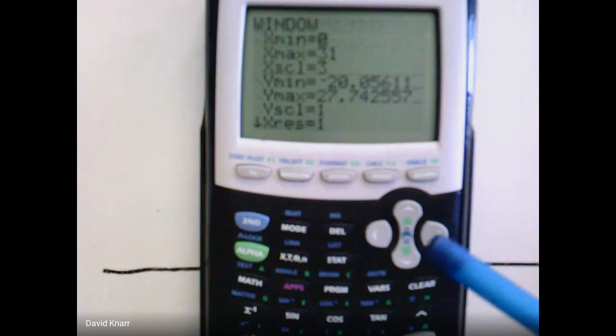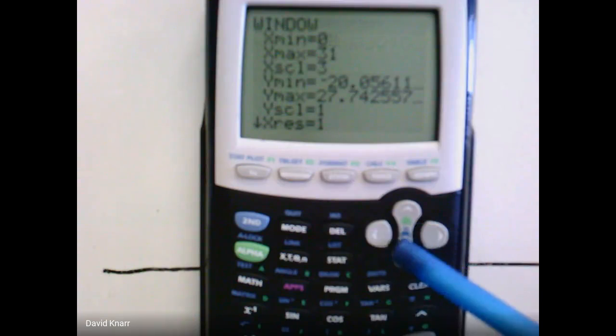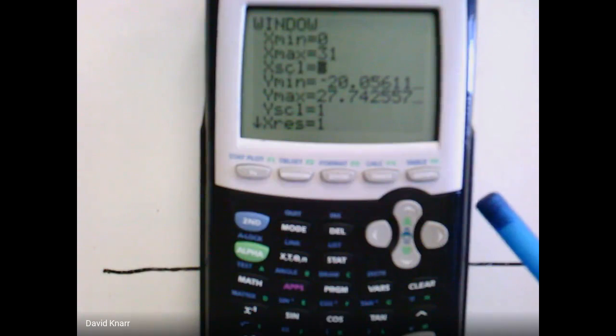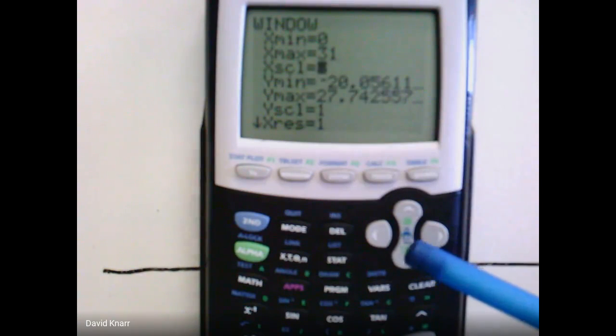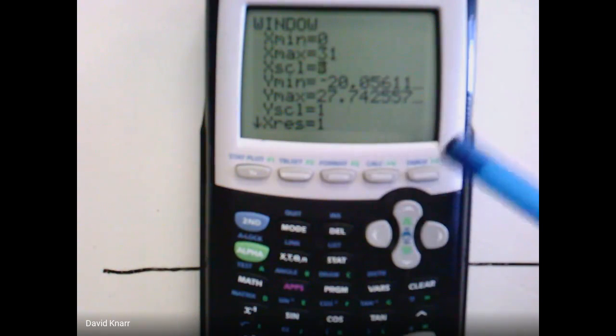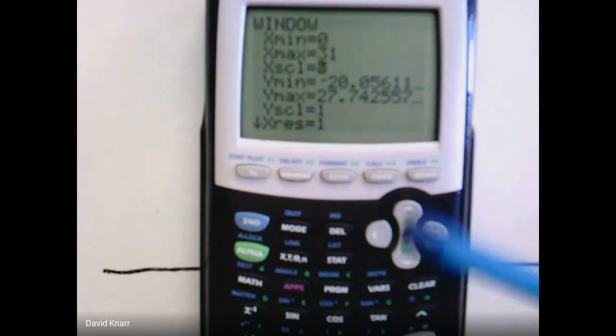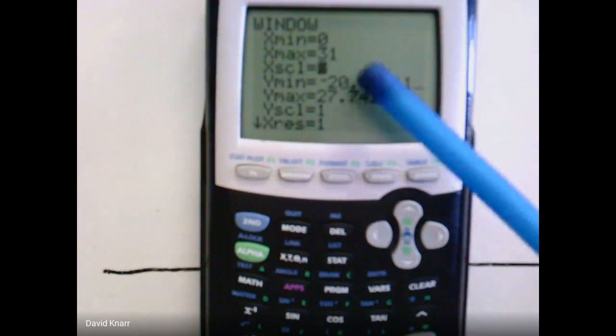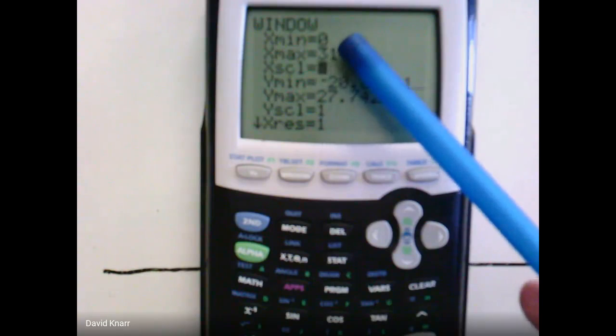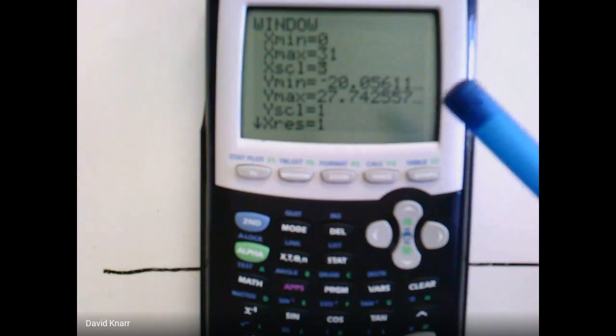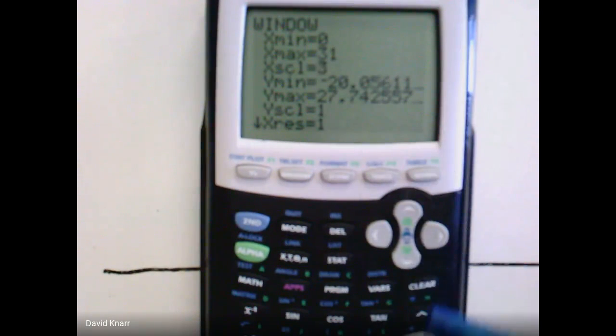We're going to set the window from 0 to 31, because that's what they told us, right? We're looking at this problem from 0 to 31. And I made the x scale by 3s. The x scale is just how many little marks you're going to get between 0 and 31, or how often they're going to appear, every 3 units in this case. I usually just take the min, the max, whatever it is, divide by 10, and just kind of round it one way or the other. Okay, nothing fancy. All right.